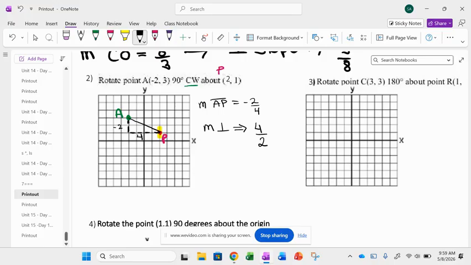So now I start at my center of rotation. My center of rotation is P. So that means I'm going to go up 4, 1, 2, 3, 4 to the right 2. And there is my A prime.